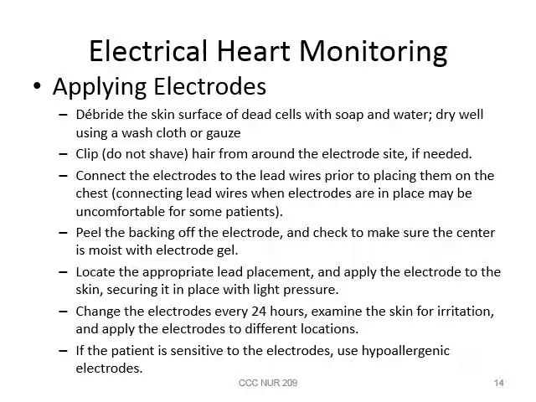You need to debride the skin surface of any dead cells. You need to wash the areas you're going to use with soap and water and then dry very well. You want to use a washcloth or a gauze, something that's actually going to debride that skin so that you'll actually get some contact. If there's a lot of hair, clip the hair from around the electrode sites. Do not shave it. Shaving leaves microabrasions which can lead to infections.